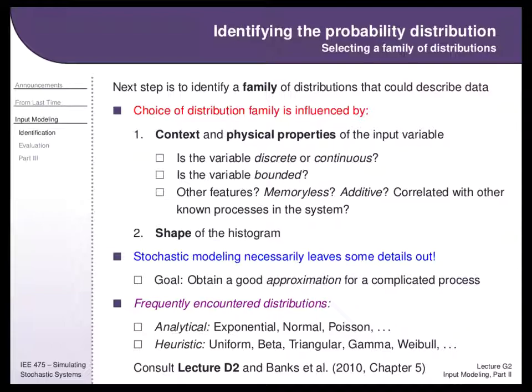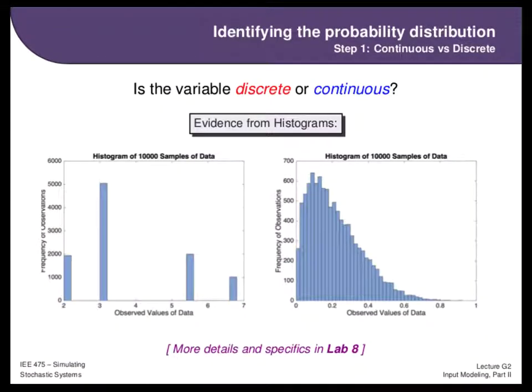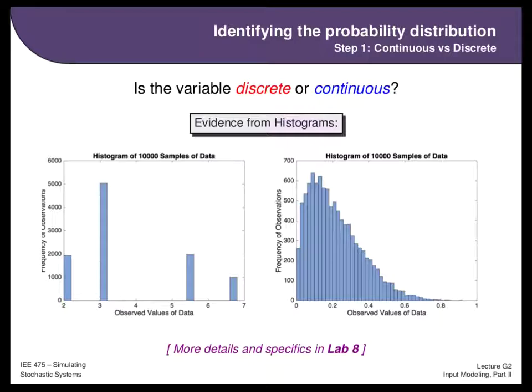So lecture 2, we went over that, and we'll review that just a little bit here in a second. But the first big thing, is it discrete or continuous? So how many people say that this is the discrete distribution? So this is the discrete distribution.